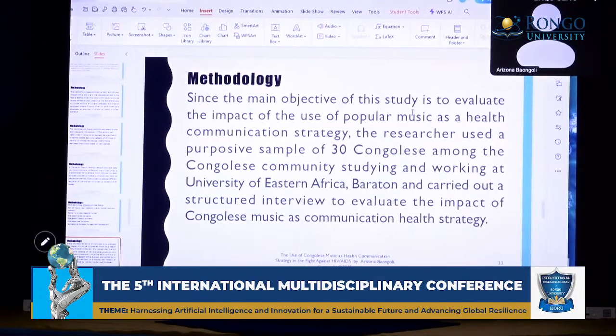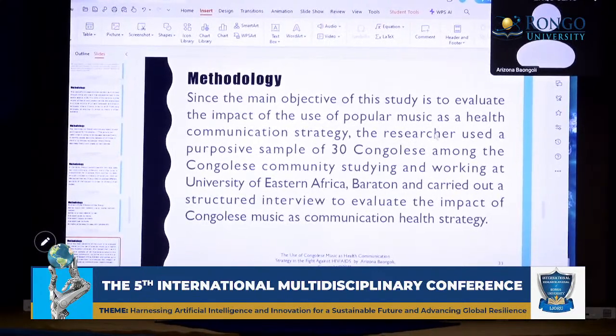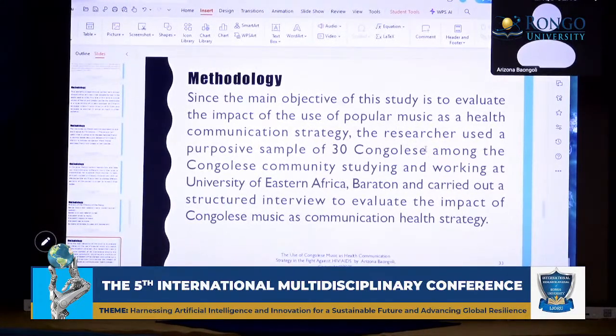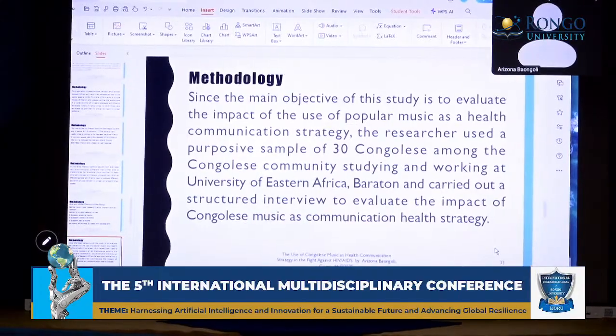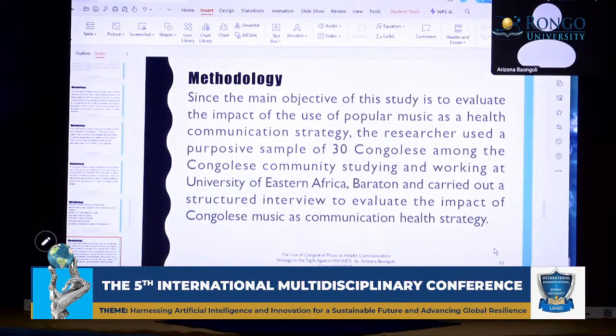Now, since the main objective of the study is to evaluate the impact of the use of popular music as a health communication strategy, the researcher used a purposive sample of 30 Congolese on campus, but you would ask why just 30 Congolese. This is just a very small sample. The real study, if I have to carry it, we'll definitely have to go large scale, like in DRC, where we could have a sample that is more complex and representative. But this is just to have an idea on what influence Congolese music has when it comes to health.